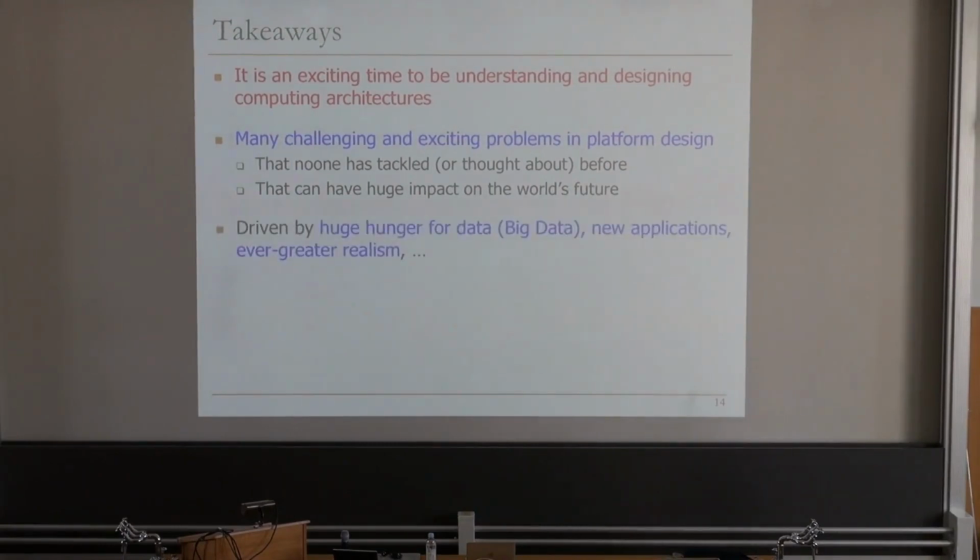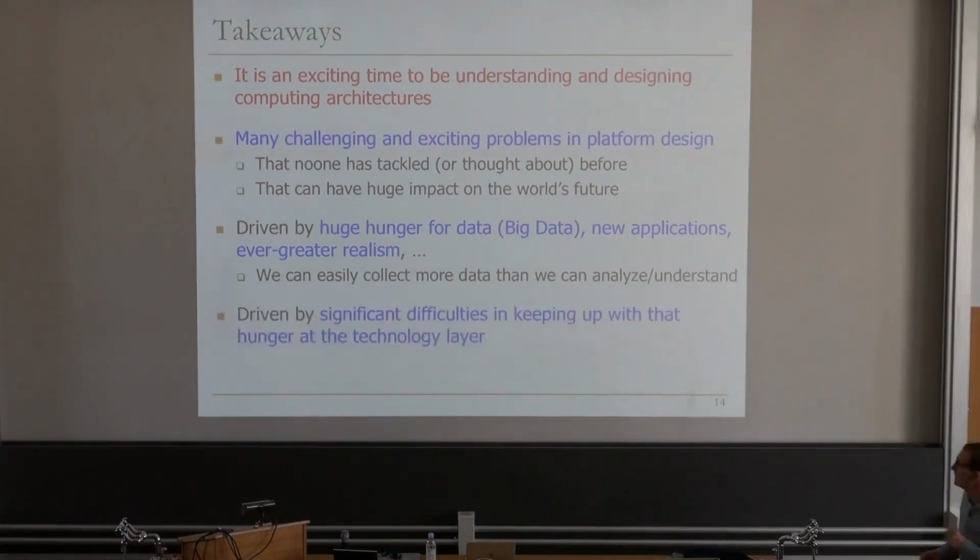And I said this already before. These problems can have a huge impact on the world's future, in a good way or a bad way. It depends on the designs, right? And this is driven by a huge hunger for data, new applications, even greater realism, as we discussed. We can easily collect more data than we can analyze and understand today. That's true in genomics, for example, but that's true everywhere. You could argue that some of the data we collect is useless. But how do you figure out useful from useless is another problem, and it's another computational problem, actually.